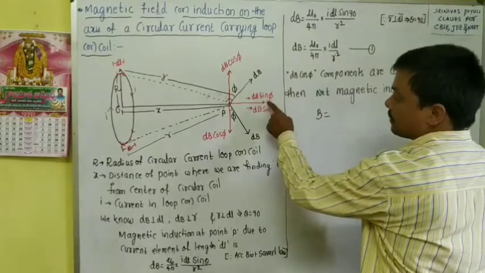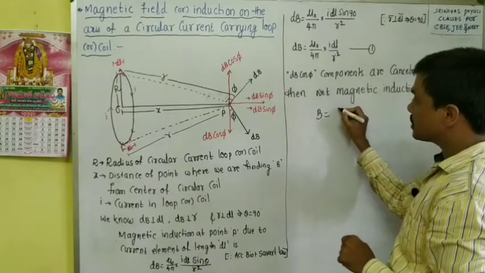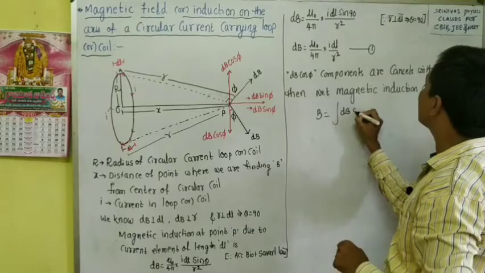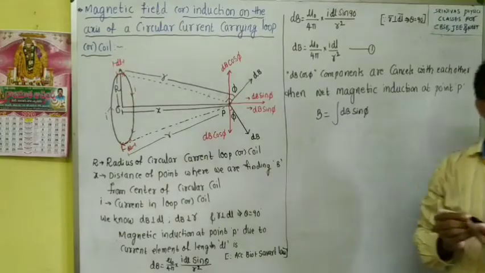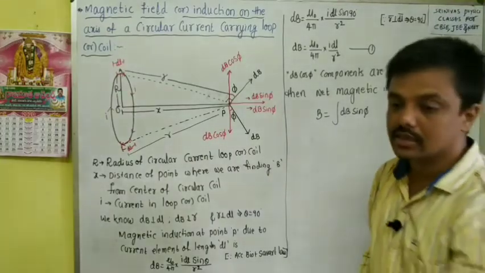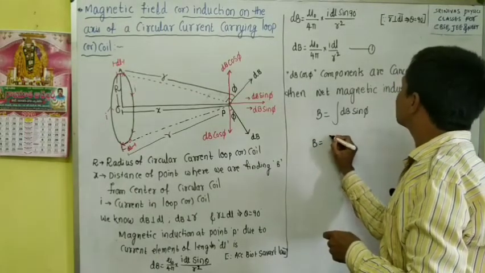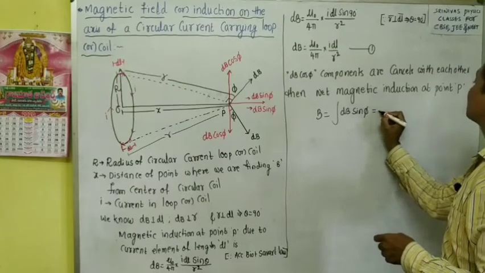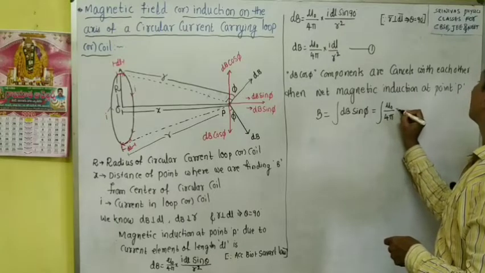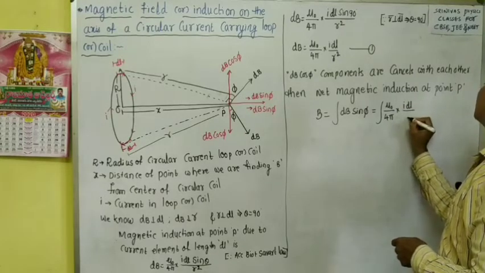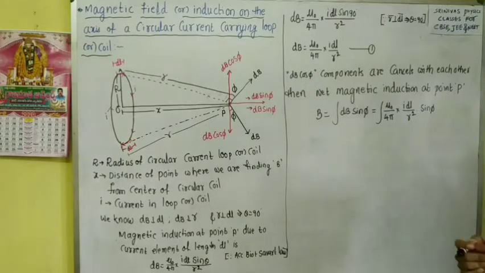All the dB sin phi we have to add, but instead of summation we have to use integration, integration dB sin phi. dB is the magnetic induction due to a small element whose length is dl. Here we write the dB formula: B is equal to integration of dB. We substitute dB as mu naught by 4 pi into I dl by r square into sin phi. We write all the constants outside.